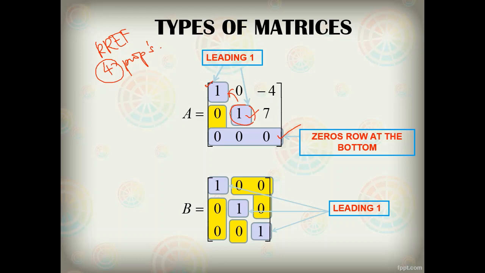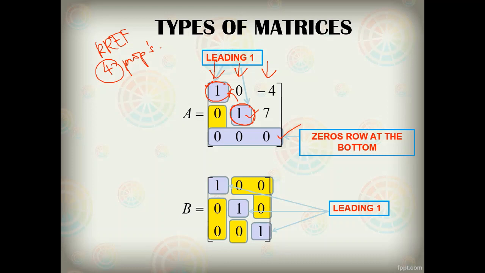So one more condition to make this matrix RREF: if a column contains a leading one, so we look column by column. If it contains a leading one, where the leading one means the diagonal is leading number 1, so it is a leading one.